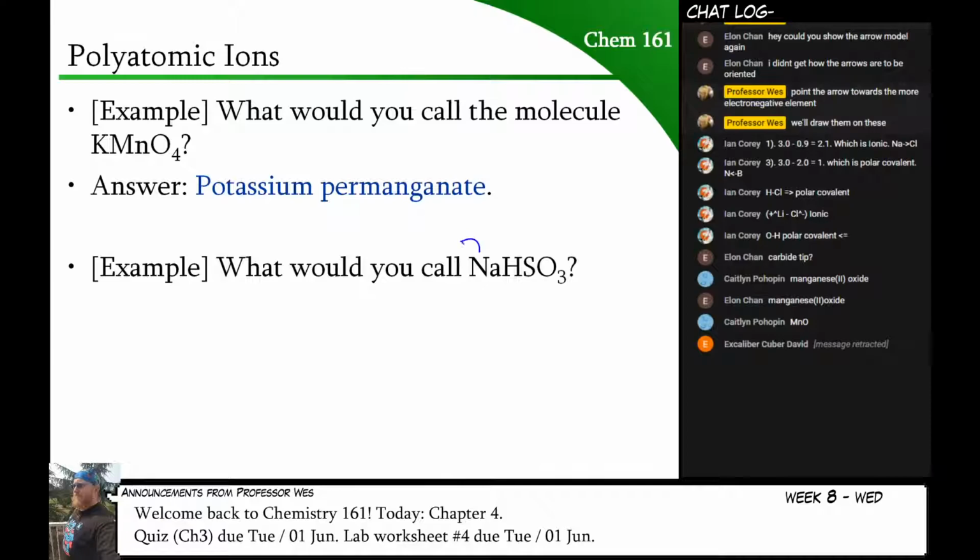What would I name this? Well, I know that this is sodium. So the rest of this must be this with this charge. And so you would need to look up this polyatomic ion to find either bisulfite or hydrogen sulfite. Either of those names is acceptable for that polyatomic ion. If you have a choice, you can use whichever one you prefer.